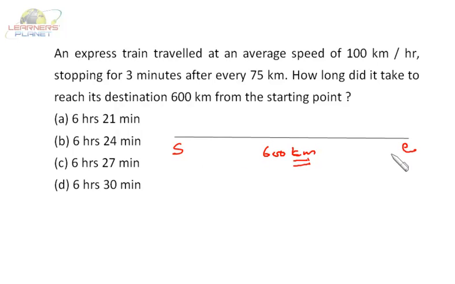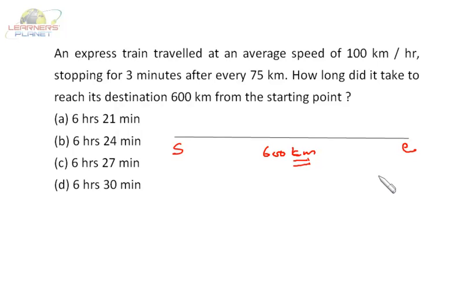Let's say this is the starting point and this is the end point, and the distance between these two is 600 kilometers. Now at a speed of 100 km per hour, it will take 6 hours to cover this distance. And now we have to calculate the time of stoppages also. Since after every 75 kilometer it is going to stop for 3 minutes, that means in 600 kilometers there are 8 times 75. That means 600 by 75 is 8, but the 8th stop will be at the ending point.